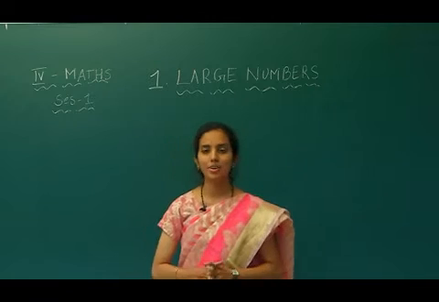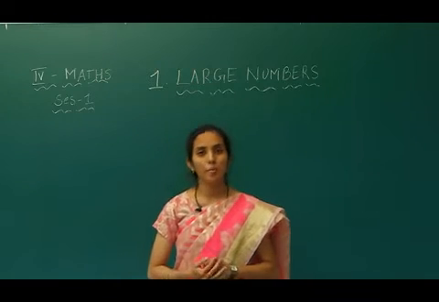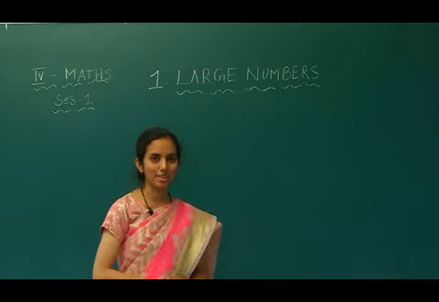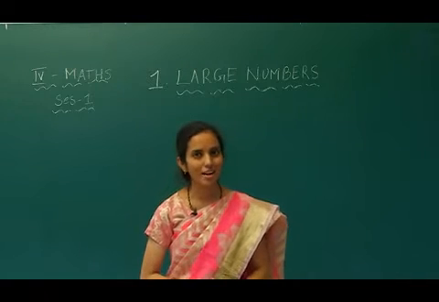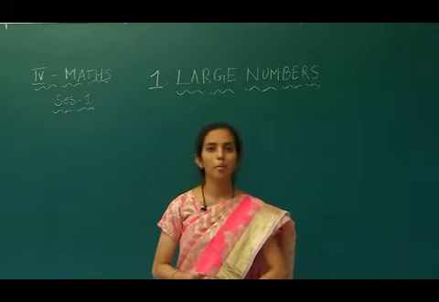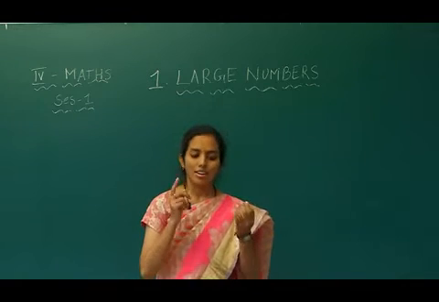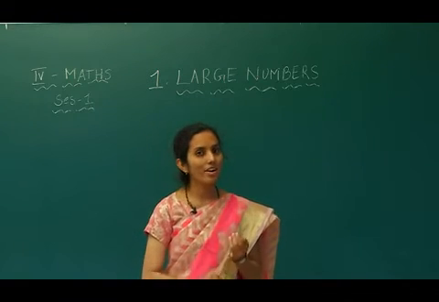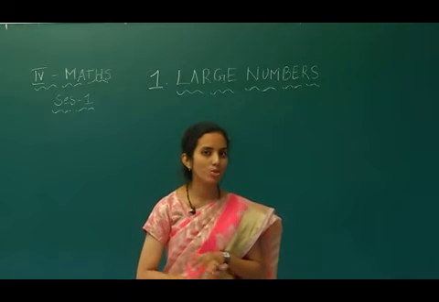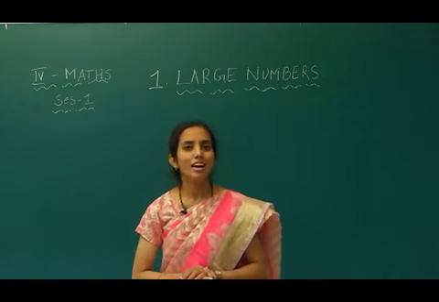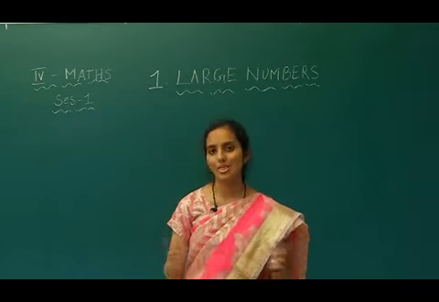Today we are in our 4th class mathematics class with the topic large numbers. Till our 3rd standard we have learned numbers up to 4 digits, that is till thousands, hundreds, tens and ones. So today we are going to learn numbers which are bigger than thousands, that is 10,000s.